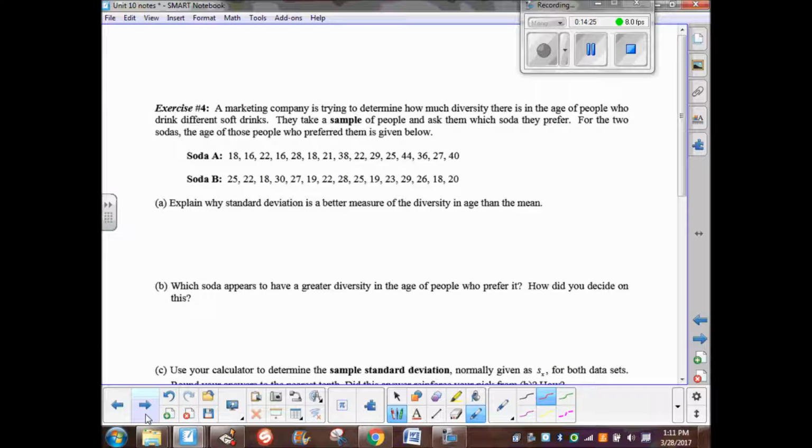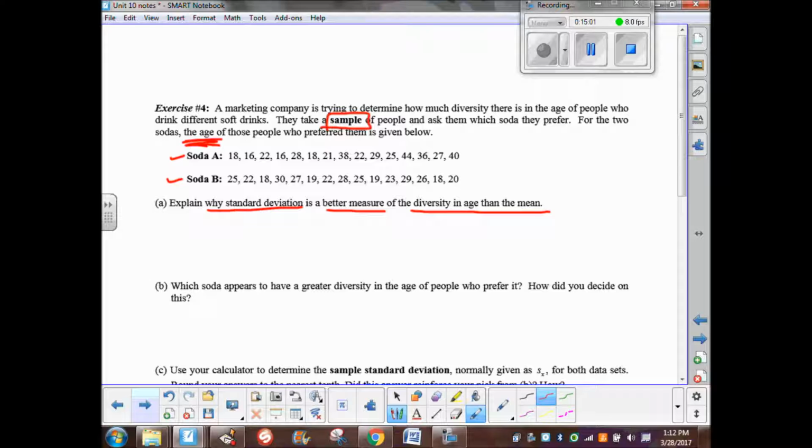A marketing company is trying to determine how much diversity there is in the age of people who drink soft drinks. They take a sample of people and ask them which soda they prefer. For the two sodas, the age of the people who prefer them is given. So we have soda A and soda B, and they ask them their ages. Explain why standard deviation is a better measure of the diversity in age than the mean.